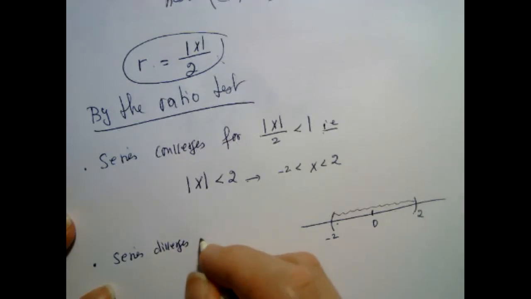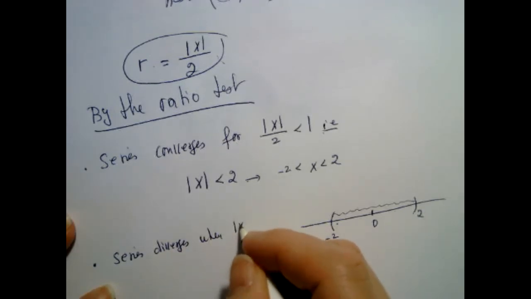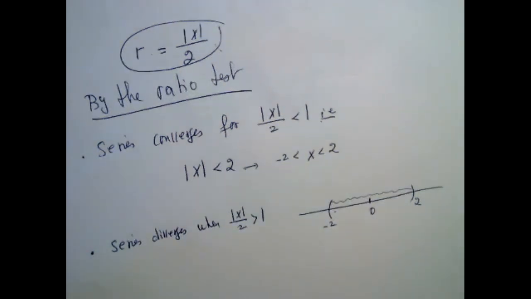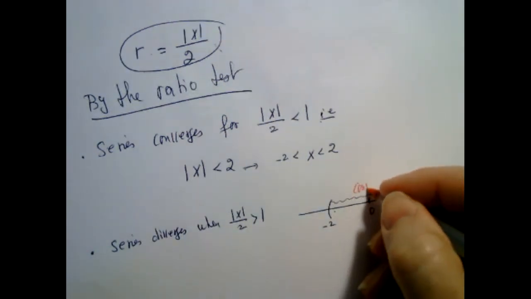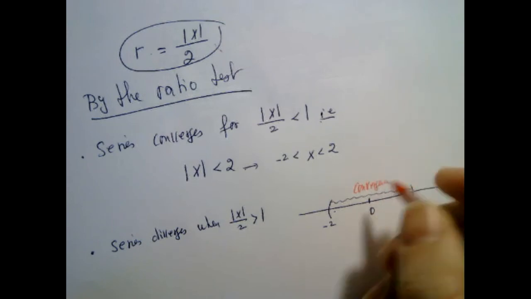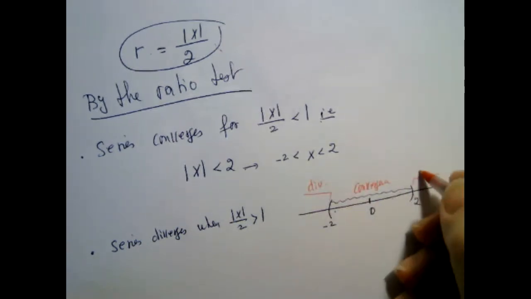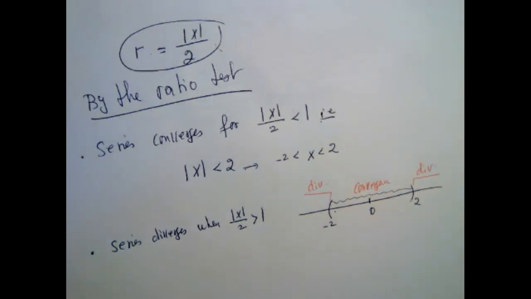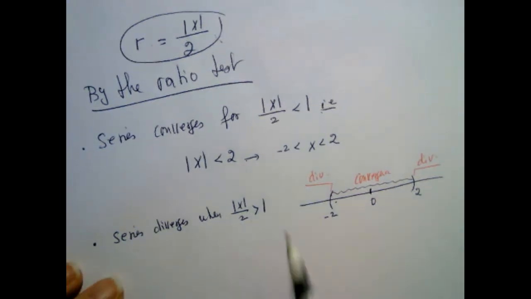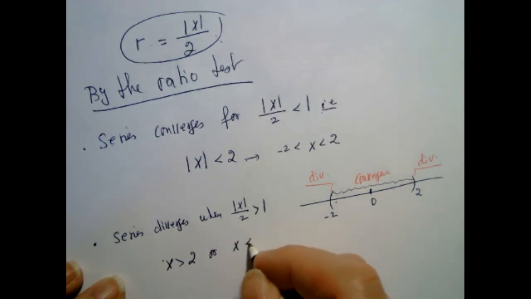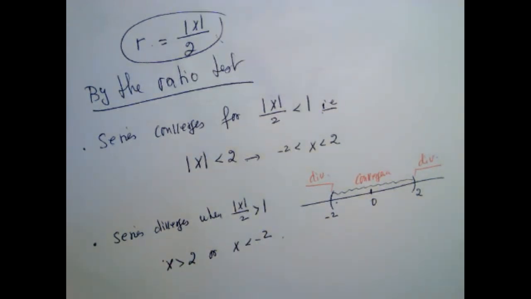About the ratio test, when absolute x over 2 is strictly bigger than 1, it diverges; up here, it converges. That's why it's called the interval of convergence. So the series diverges when absolute x over 2 is bigger than 1. It means when x is larger than 2 or x is less than -2, then the series will diverge.